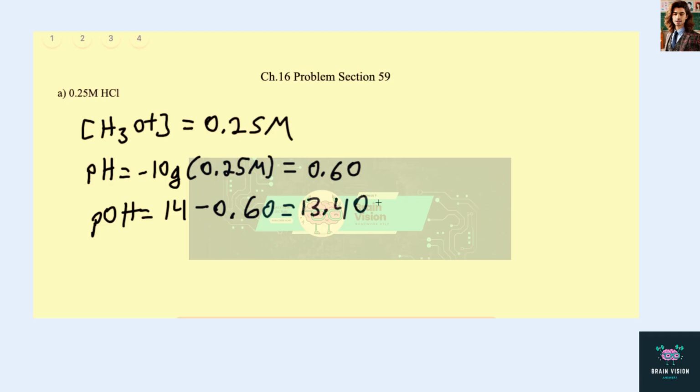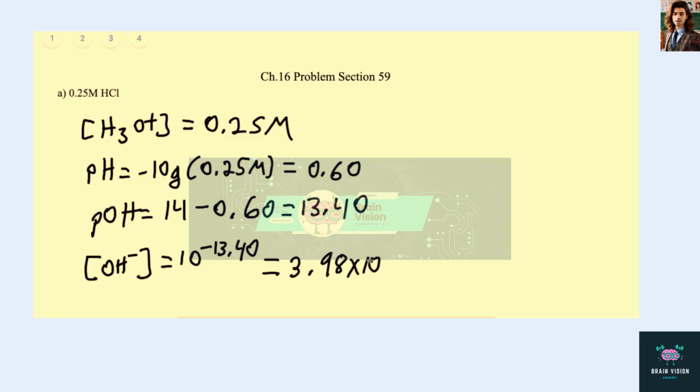The concentration of base in solution can be found by reversing the negative log. This is done by taking the value of 10 to the negative pOH of solution. The concentration of base is equal to 10 to the negative pOH, which comes out to 3.98 times 10 to the negative 14th molar.